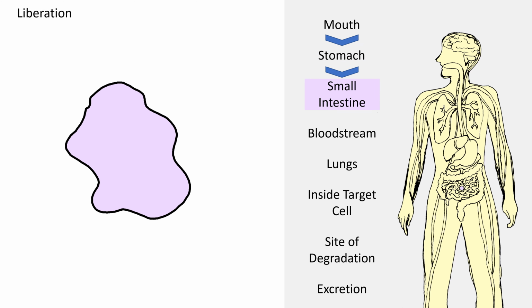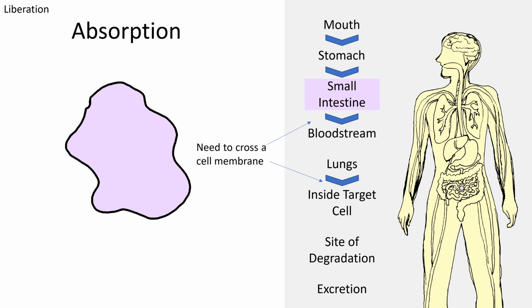The next step on the road to our target is getting absorbed into the bloodstream. Typically, for an orally available drug, this involves crossing through the wall of the small intestine. And once inside the bloodstream, after getting to the infected cell, it needs to get inside. Both of these events involve crossing a cell membrane, and, well, that's not going to be easy.